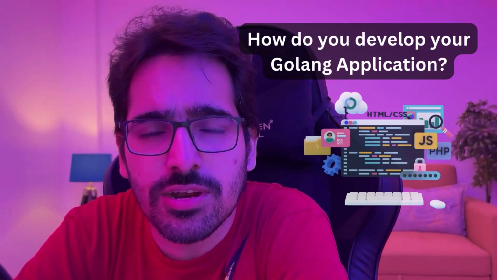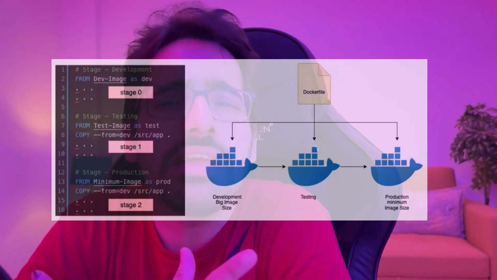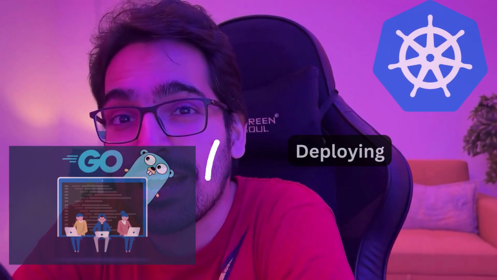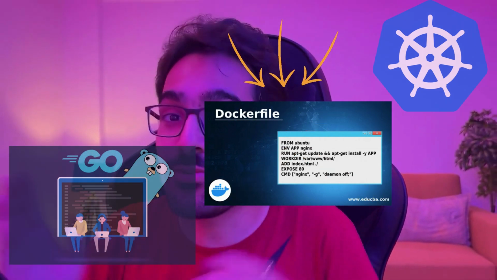How do you develop your Golang application? You write the Go code and write a Dockerfile. Maybe you are using a multi-stage Dockerfile, right? But what if I tell you that there is an even better way of deploying your Golang application to Kubernetes without using a Dockerfile? Yes, you heard me right.